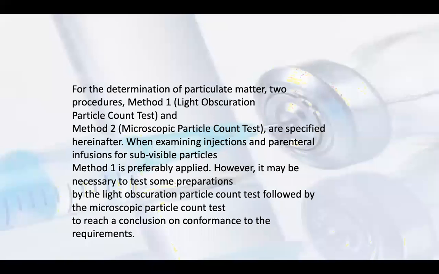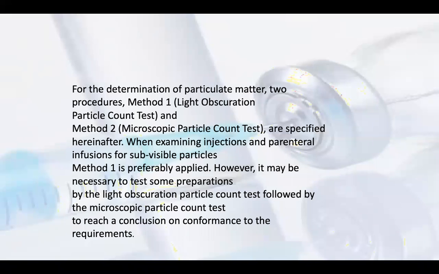For the determination of particulate matter, there are two procedures: method 1, light obscuration particle count test, and method 2, microscopic particle count test, specified hereinafter when examining injections and parenteral infusions for sub-visible particles.